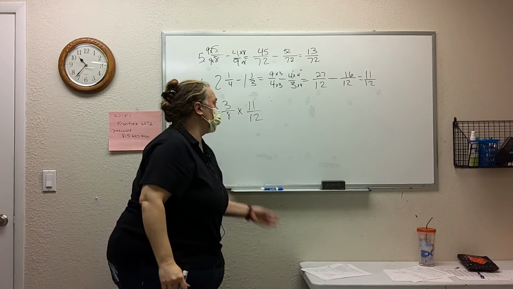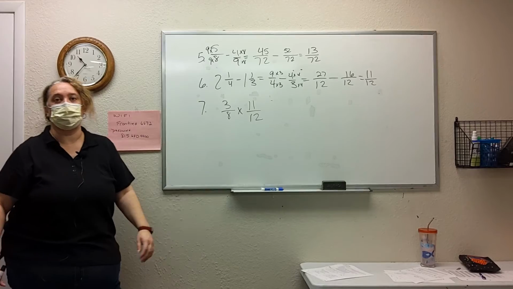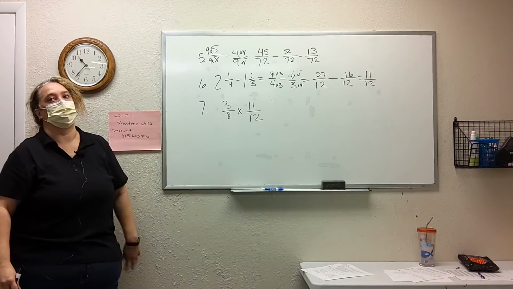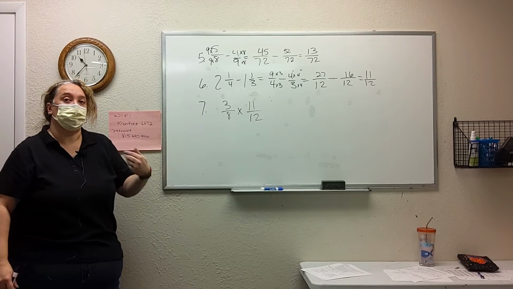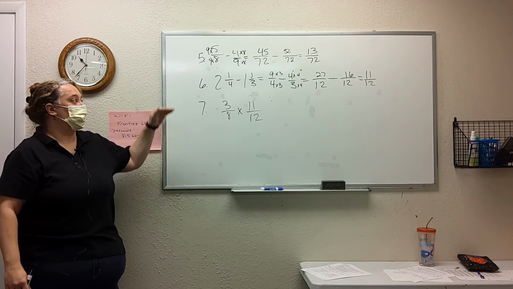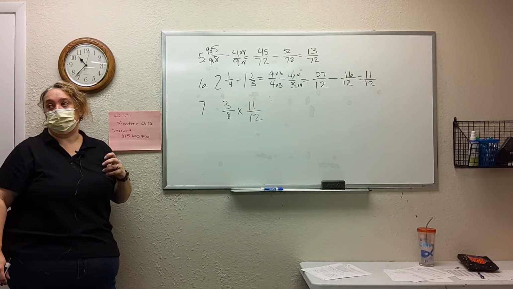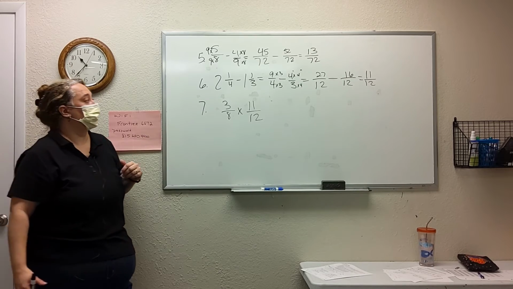You have two choices. You can multiply straight across and then reduce, but that tends to lead to large numbers when you're working with that calculator. So let's reduce first and then multiply. The way you reduce first is you cancel any number on the top with any number on the bottom. Doesn't matter what fraction they're on.